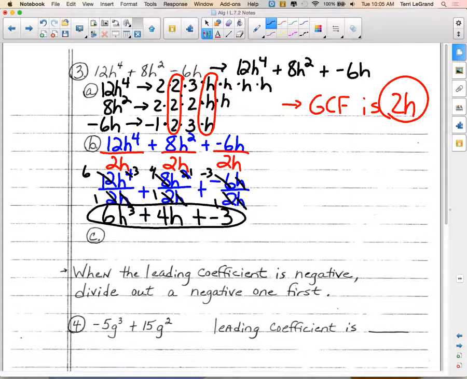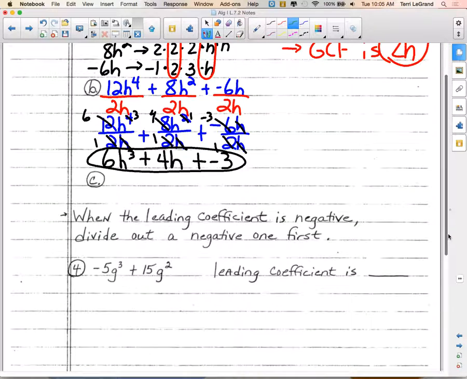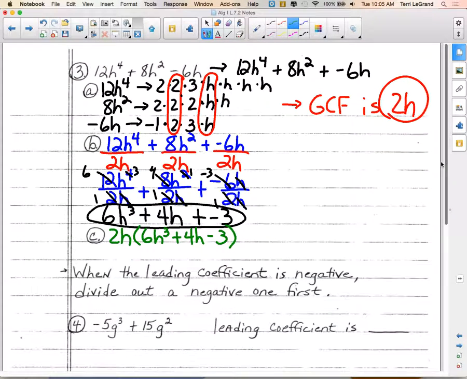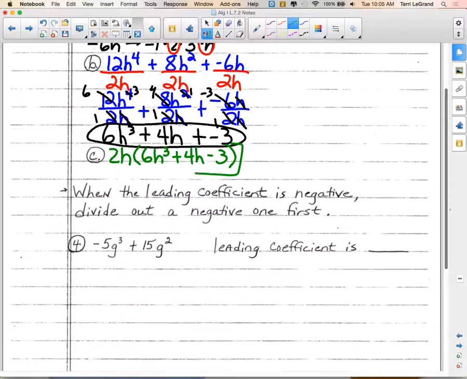Now we are ready to write the factor name for this, our 2h, which will get forgotten. I know you'll do it. Just try not to. It's part of the factor name because whatever we have here should multiply back out to what we started with. It better multiply back to that polynomial, 12h to the fourth plus 8h squared minus 6h. So this is our final answer here. We won't take the time to multiply it out. We're going to leave it happening, right?